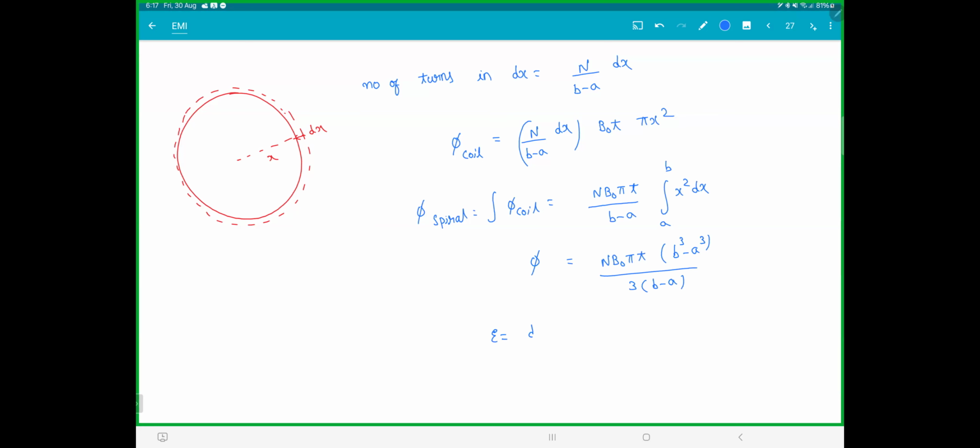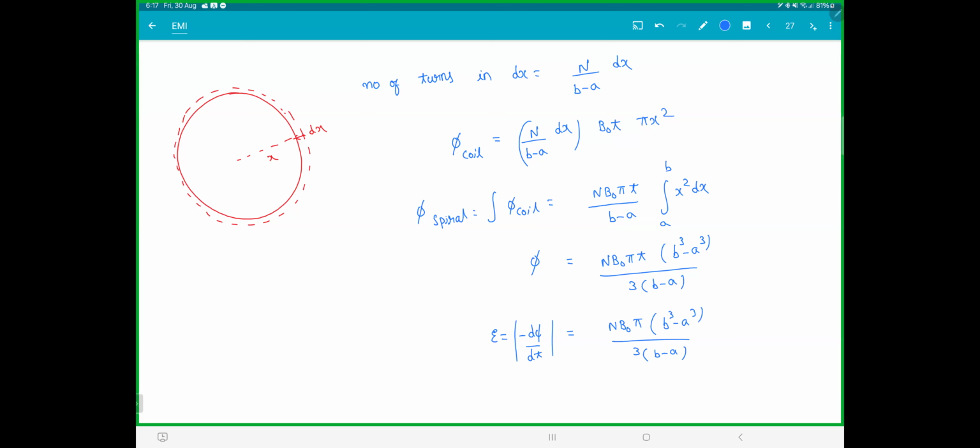Now EMF will be d phi by dt. I'm just getting the magnitude. And it is n b naught pi times b cube minus a cube by 3 times b minus a. You can simplify it further, but okay. Clear? Any doubts on this spiral?